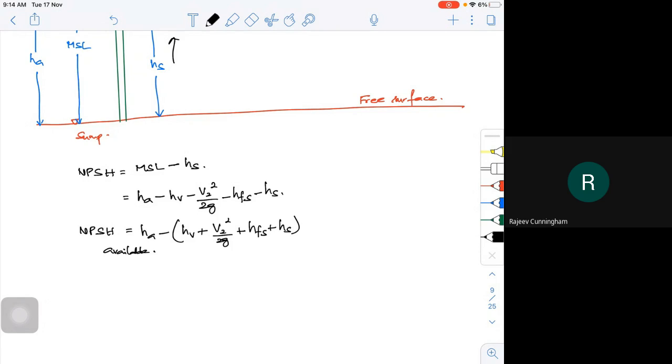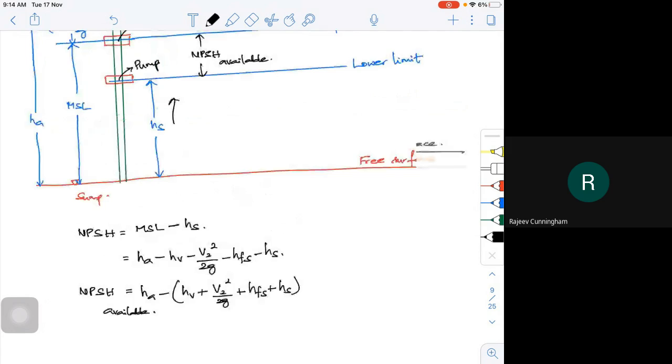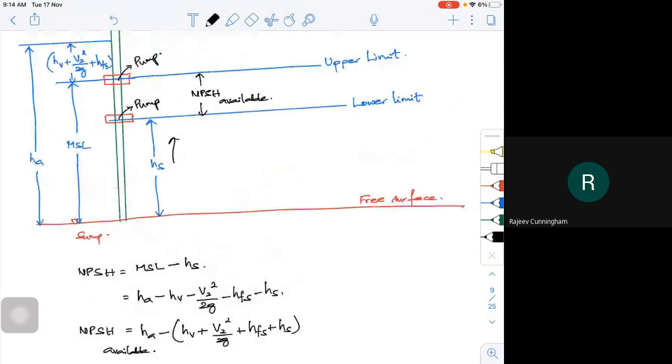Okay, this is available at the installation point. So like this, is it necessary? See, this is NPSH. I can install my pump anywhere in between these two divisions, between the upper specific limit and the lower specific limit.